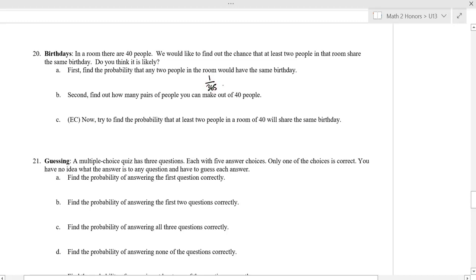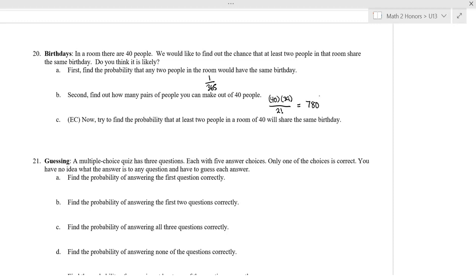Second, find out how many pairs of people you can make out of 40. Alright, we've done this before. Well, it's like the handshake problem. So if I want to pair up 2 people, I have 40 options for the first pick, and then 39 options for the second pick, but order doesn't matter, so I divide by 2 factorial, and go ahead and simplify that, and you end up with 780 different ways to pair up two people.